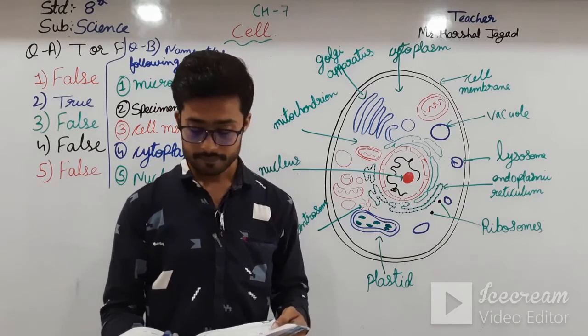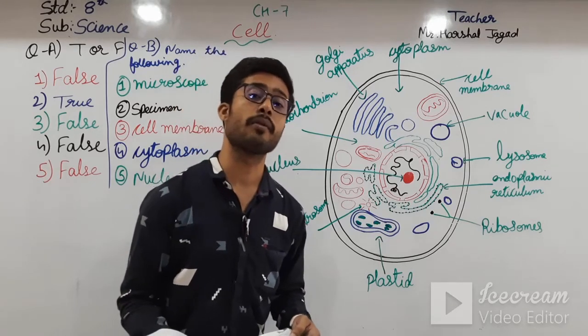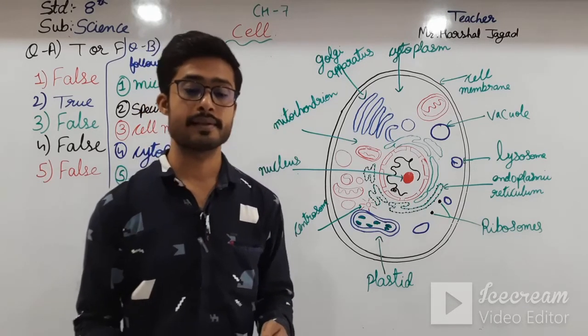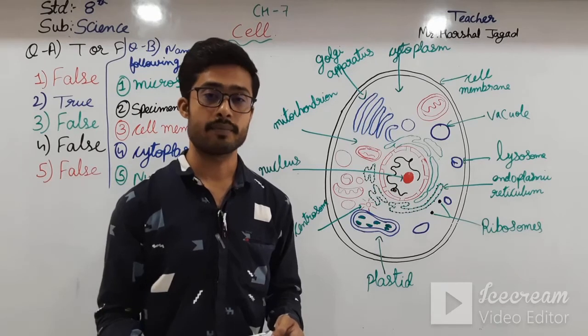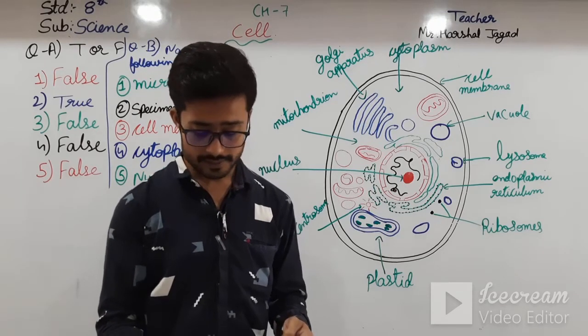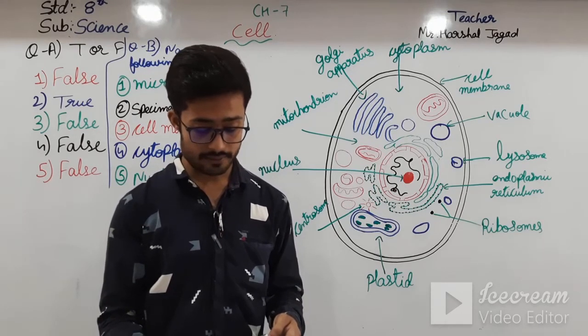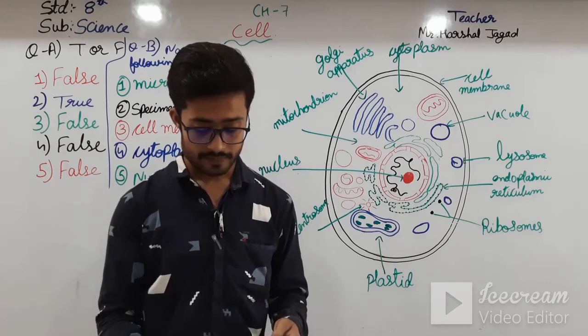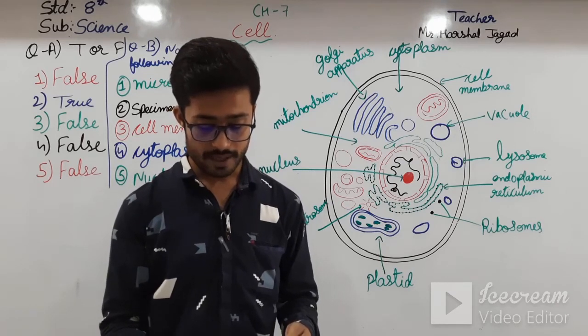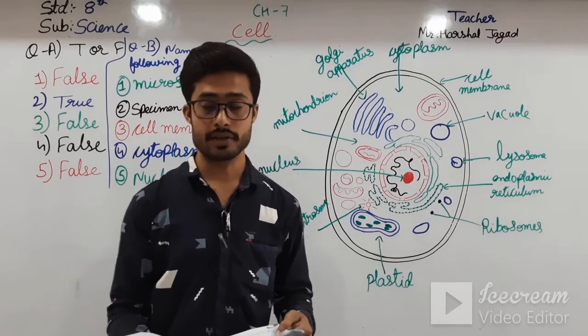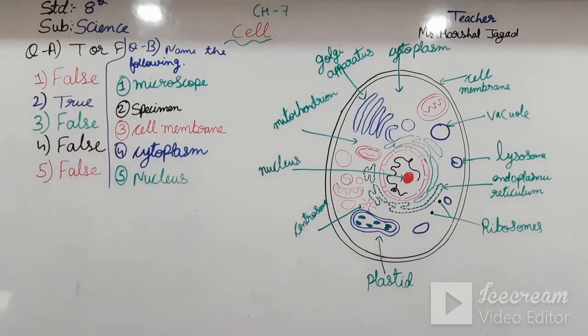See, growth, and this is the last topic of our chapter. Okay students, this is the last topic of our chapter. See here, what is growth? Once a cell reaches a certain size, it divides into two by a process called cell division. See here, I am just explaining.